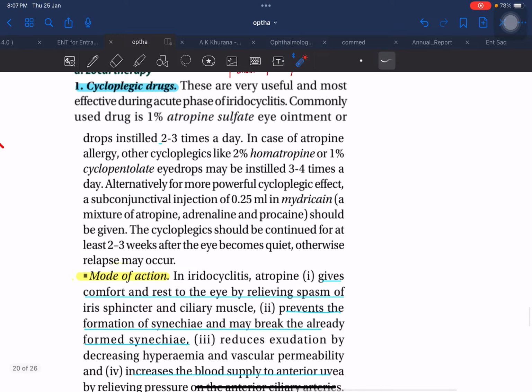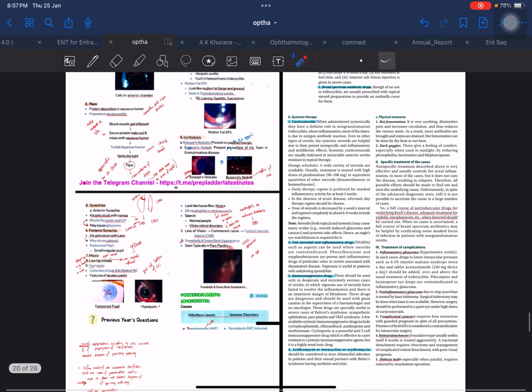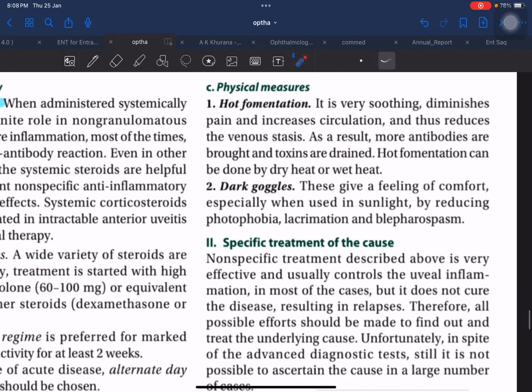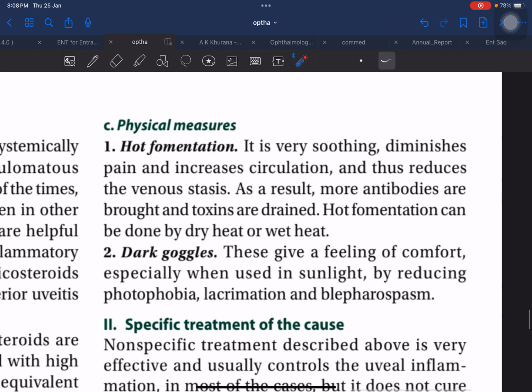Now specific systemic therapy and physical measures. We forgot to mention physical measures. Talking about the physical measures, we can do hot fomentation and dark goggles, right? It is very soothing and it diminishes pain and increases circulation, and thus reduces venous stasis. As a result, more antibodies are brought and toxins are drained.